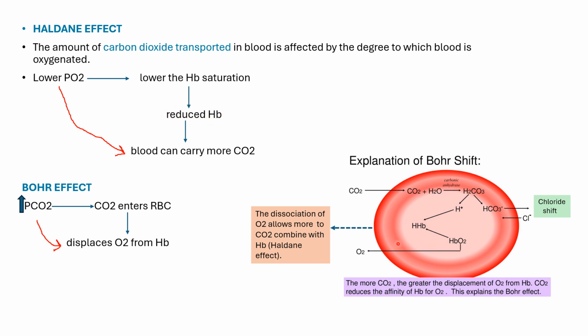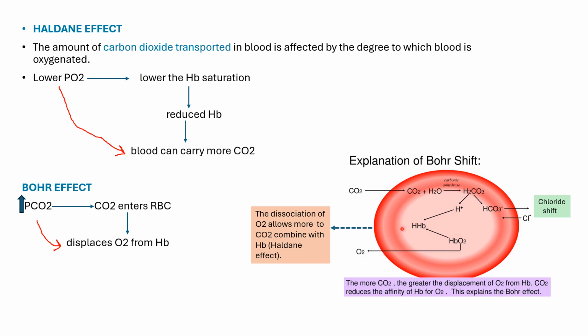This reduced hemoglobin has more affinity for the carbon dioxide. Now the blood will carry more carbon dioxide when there is reduced hemoglobin present. So the dissociation of oxygen allows more carbon dioxide to combine with the hemoglobin. So I will correct this. This 2 should come after the carbon dioxide. So this is our Haldane effect.